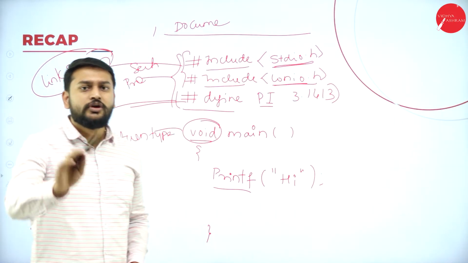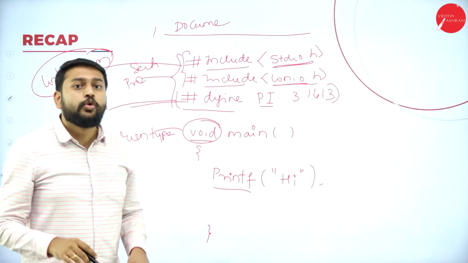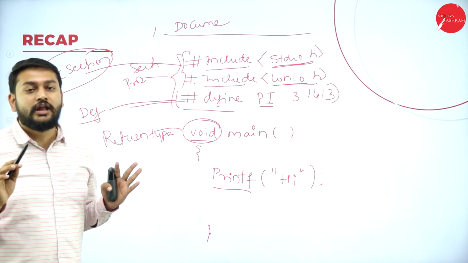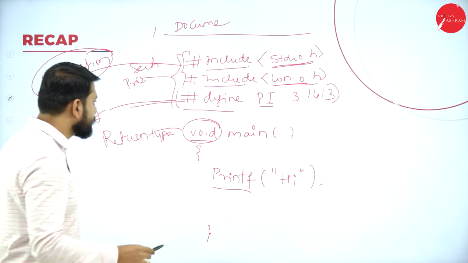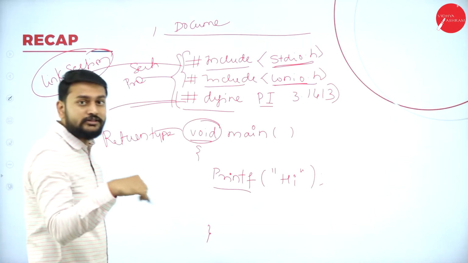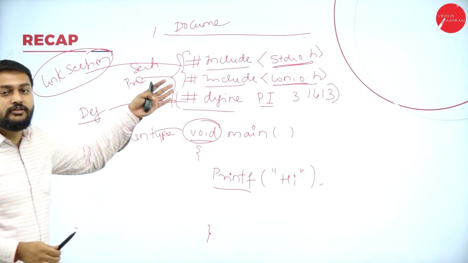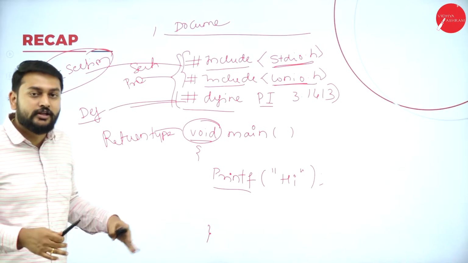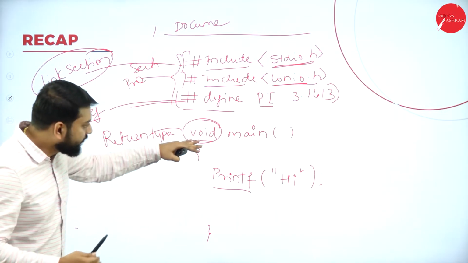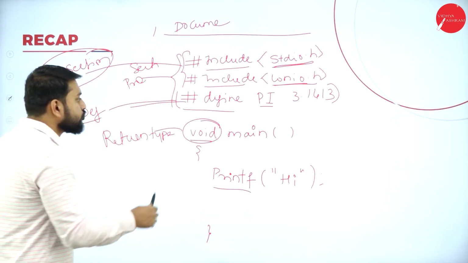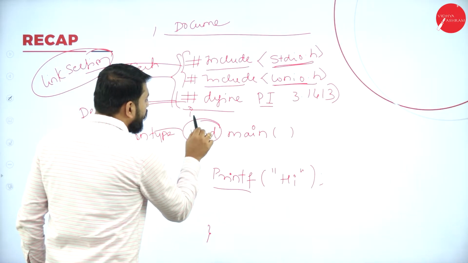3 sections are done. What is the 4th section? Global declaration. Right after the hash define, after you're done with the hash define if you have it, otherwise before the main function, you have something called global declaration.